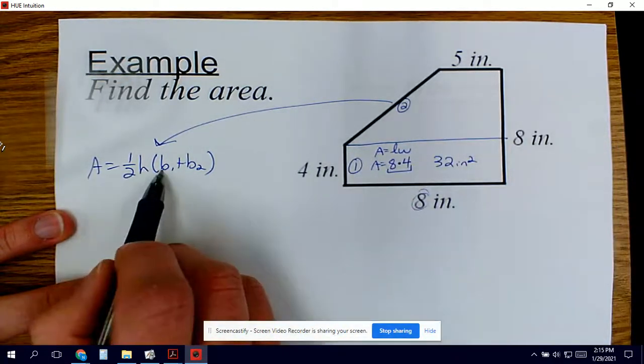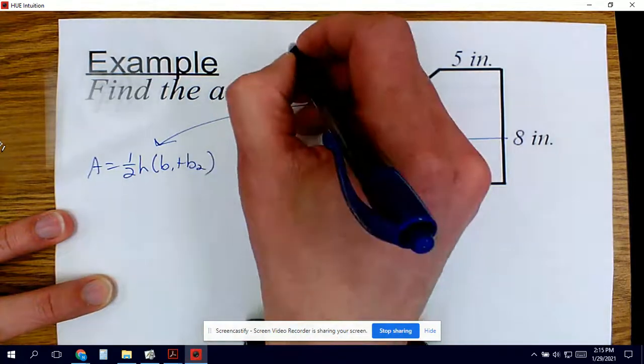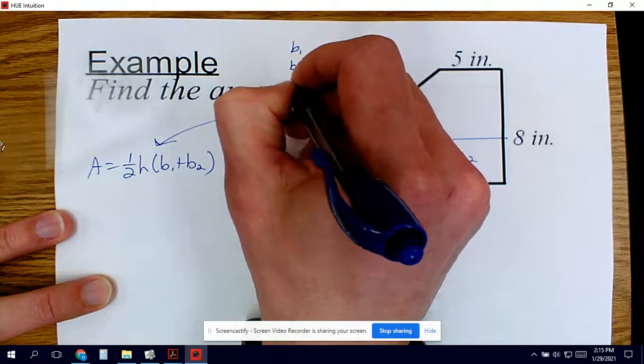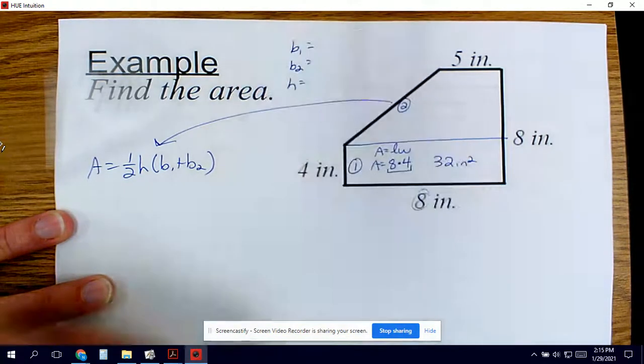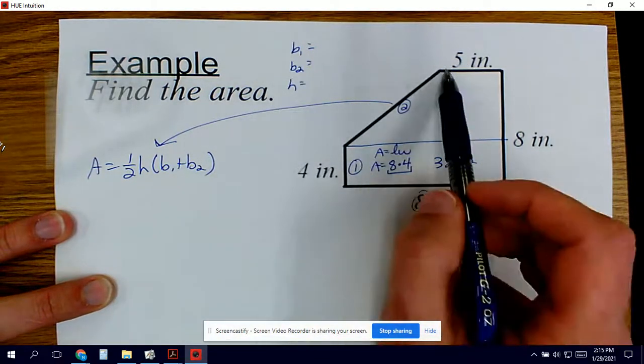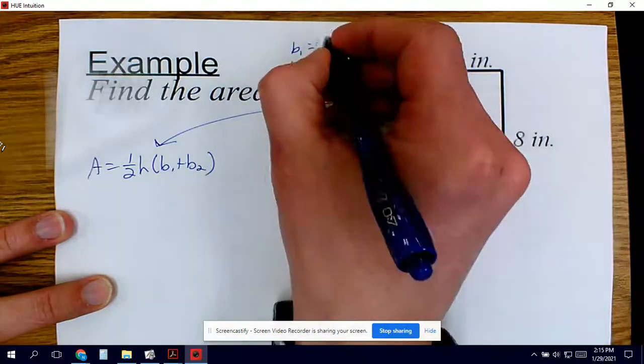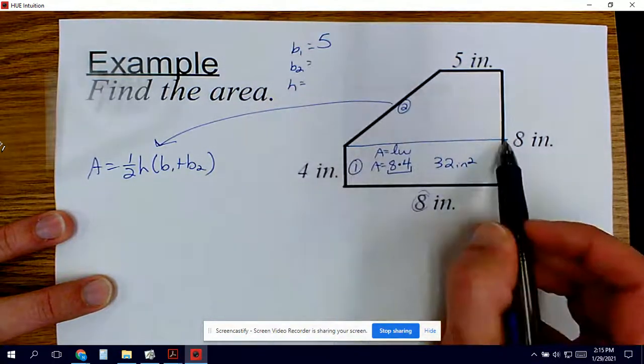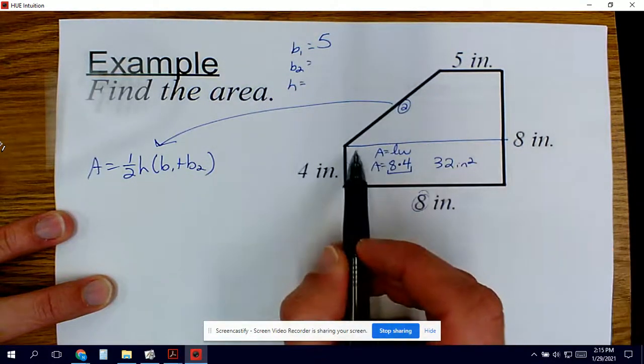With our trapezoid, let's start by identifying our dimensions. I need a base 1, a base 2, and a height. Remember, the bases are the two sides that are parallel. In this case, it's the top and the bottom. I know this measure up top is 5. Base 2 would be this blue line where we cut the original polygon.